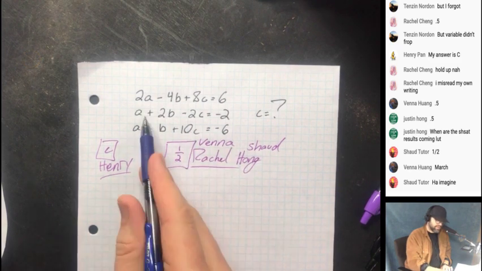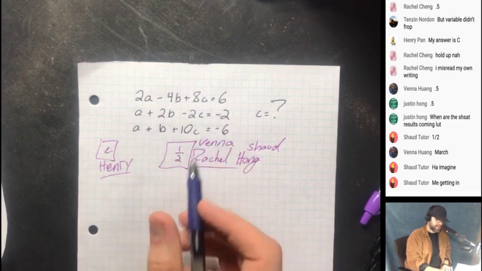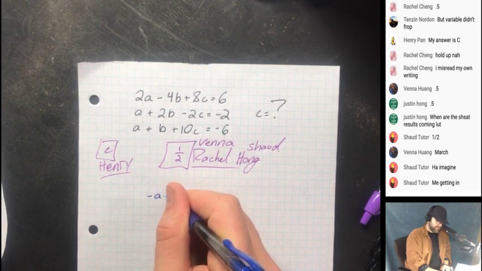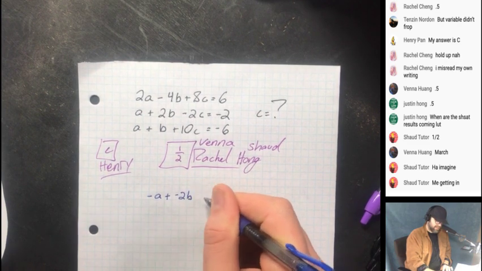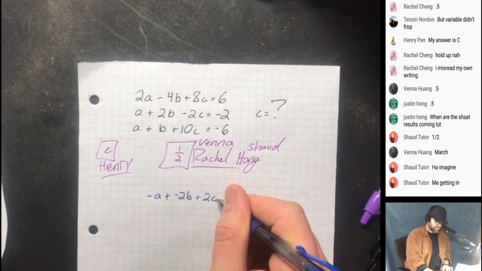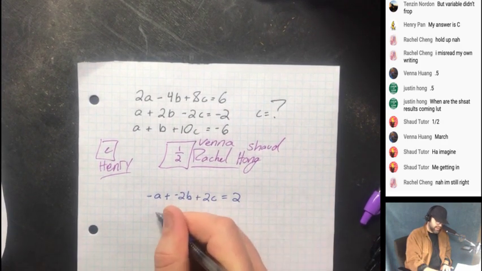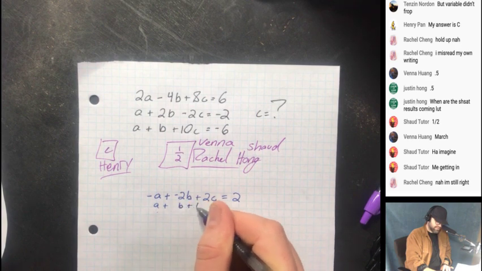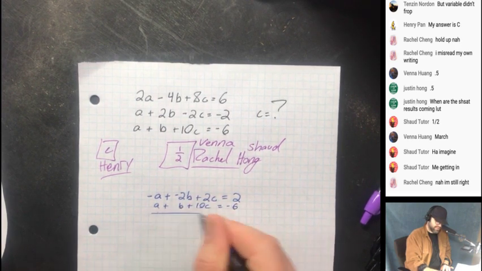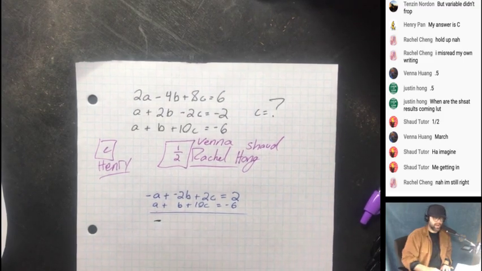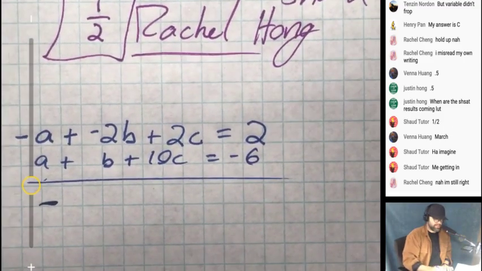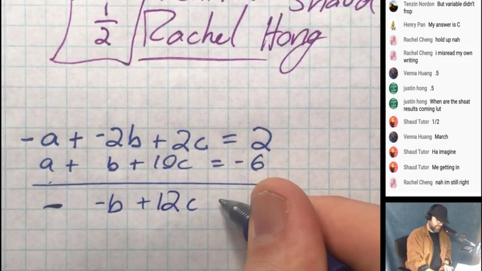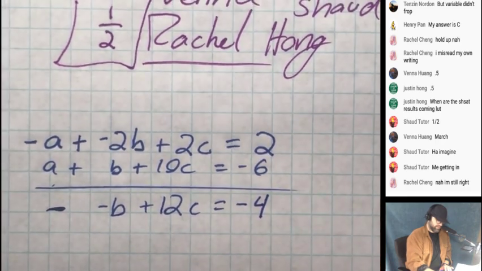So I'm going to manipulate, and I'm going to multiply this top equation, the entire thing, by negative 1. So what I get is a negative A, plus a negative 2B, and plus 2C equals a positive 2. And now I can add it to this equation, which is A plus B plus 10C equals negative 6. Now I can add them together, and these A's are going to drop out. So the A's drop out. What I end up with is a negative B plus 12C equals negative 4.